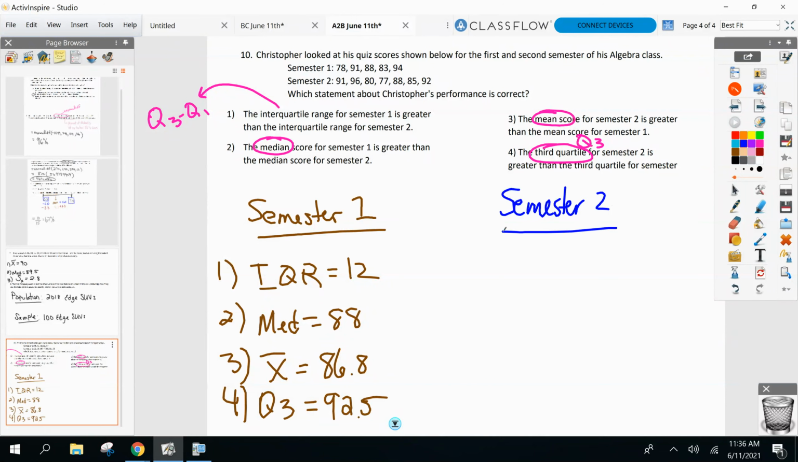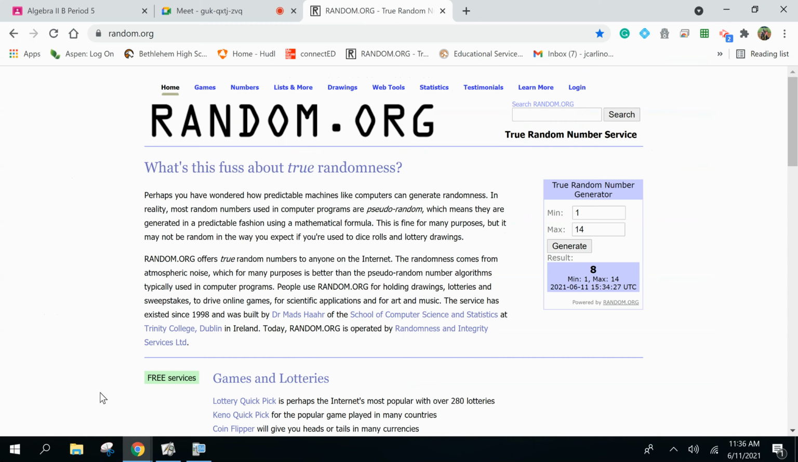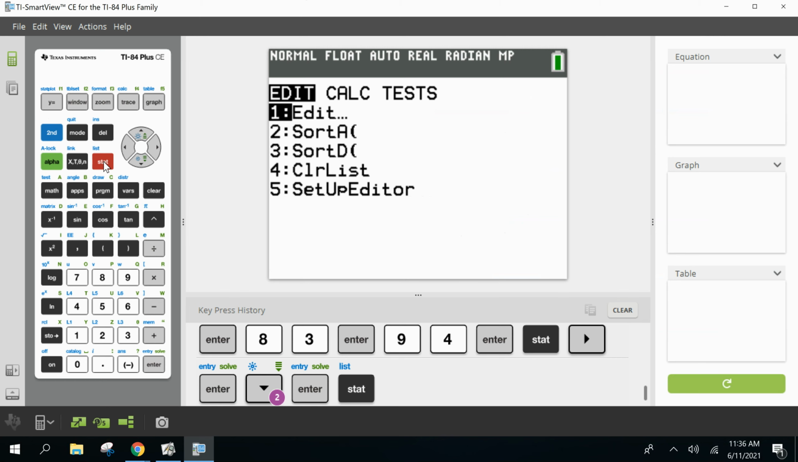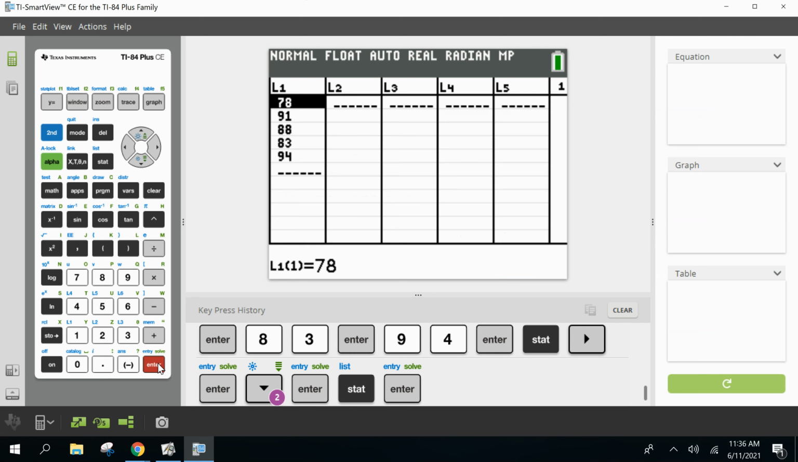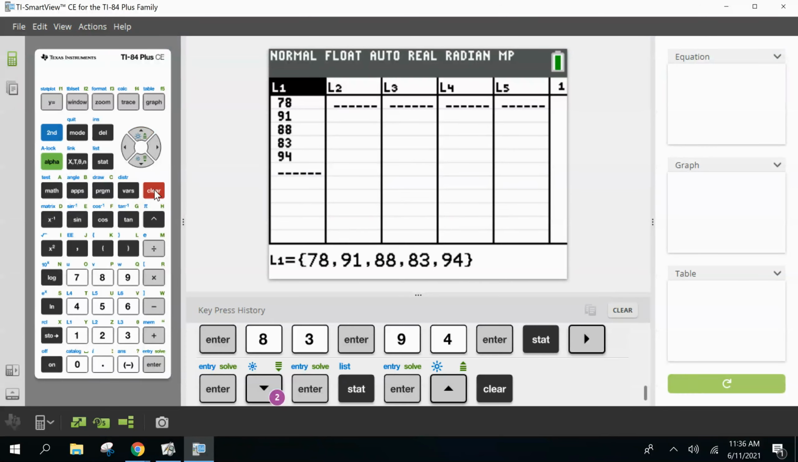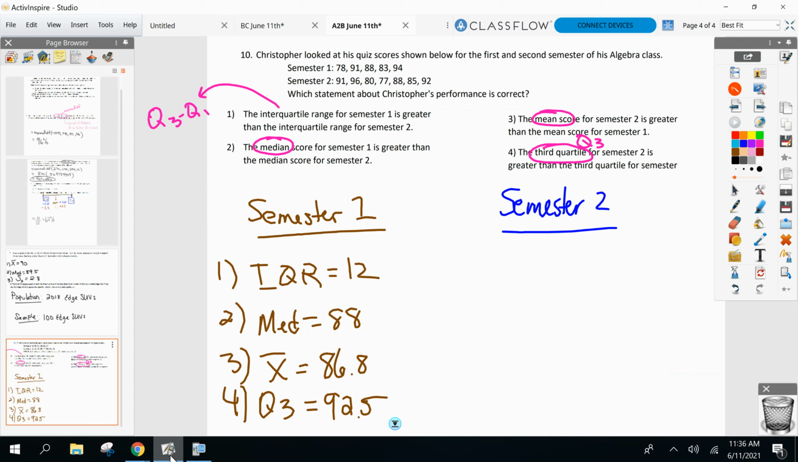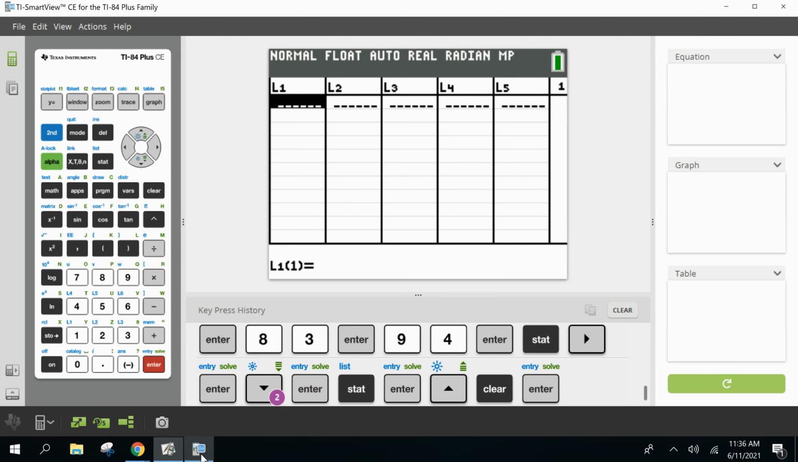All right, semester 2 grades. Dan, here we go. Semester 2 grades. Where are you going to plug in your grades? In stat, edit, and then you go to list 2. I'm going to clear my list 1 out and put them in. All right, you can put them in list 2. That's fine. Everyone go ahead, put it in list 1, list 2, whatever.